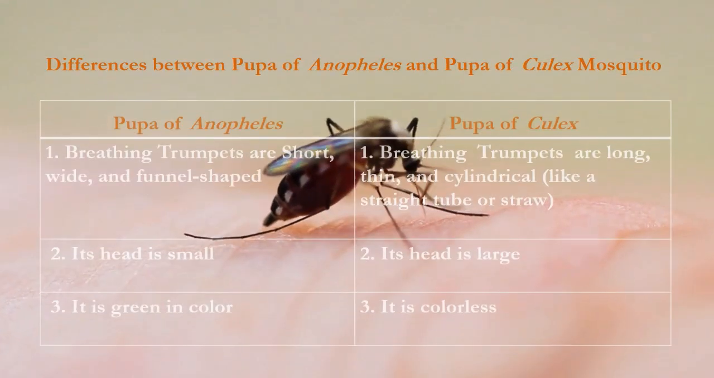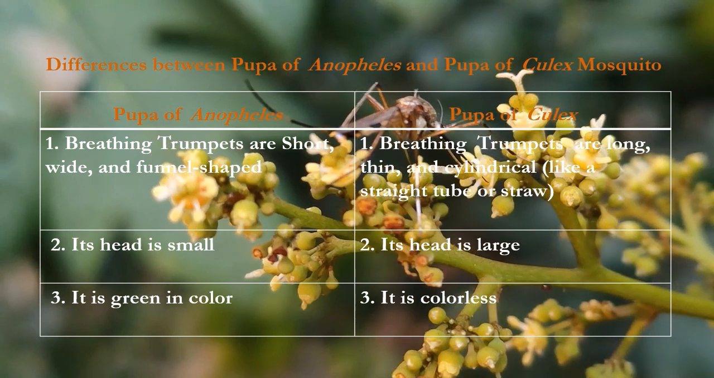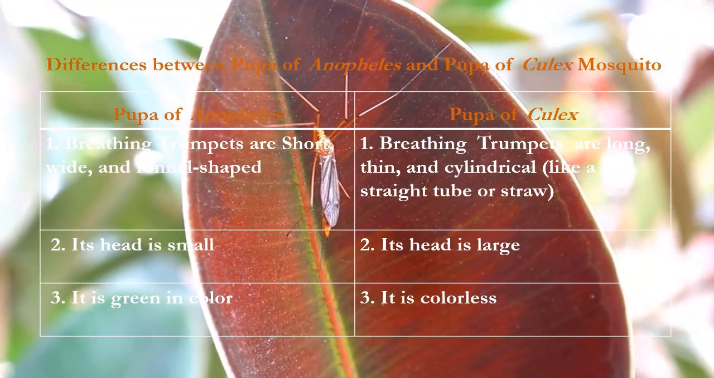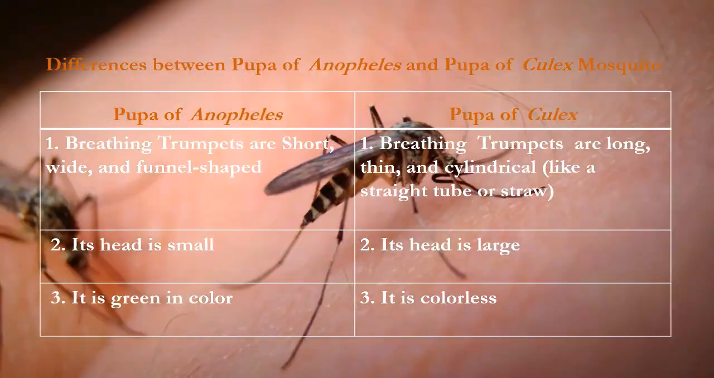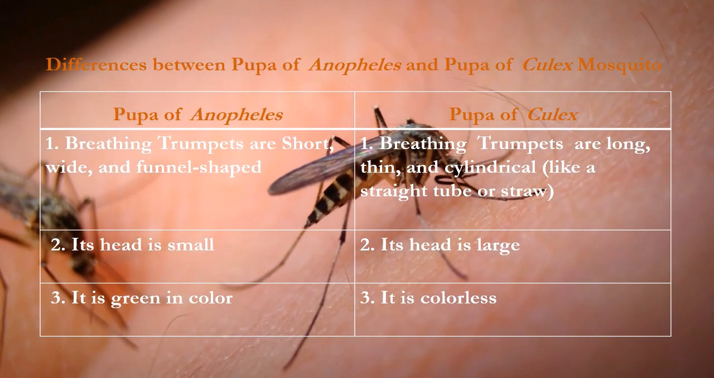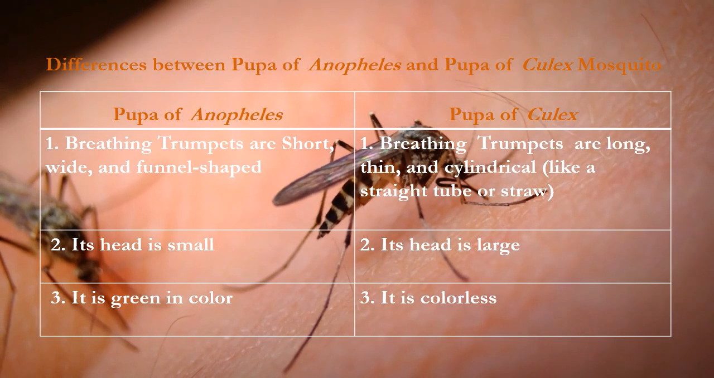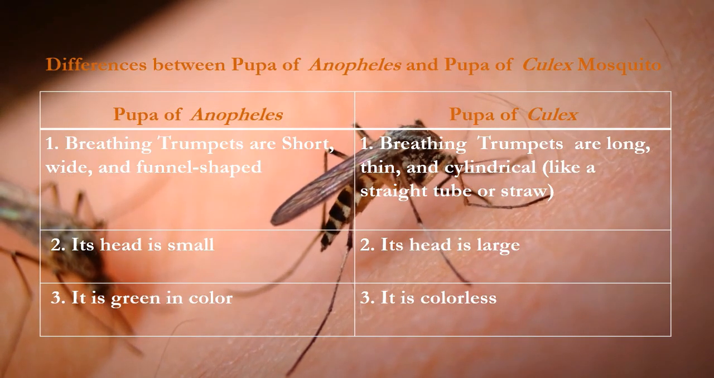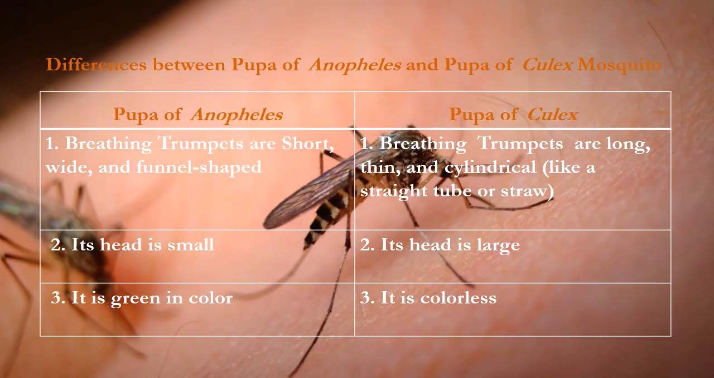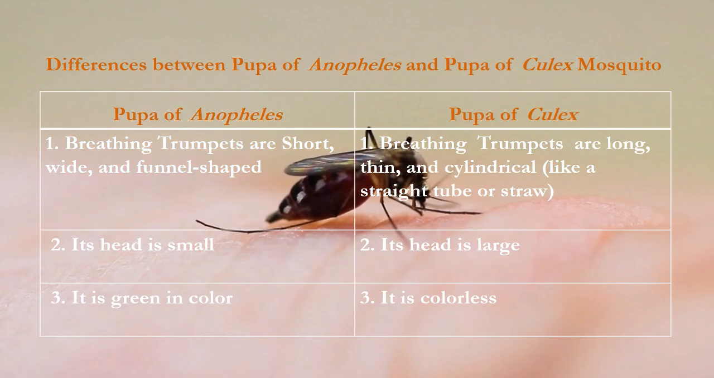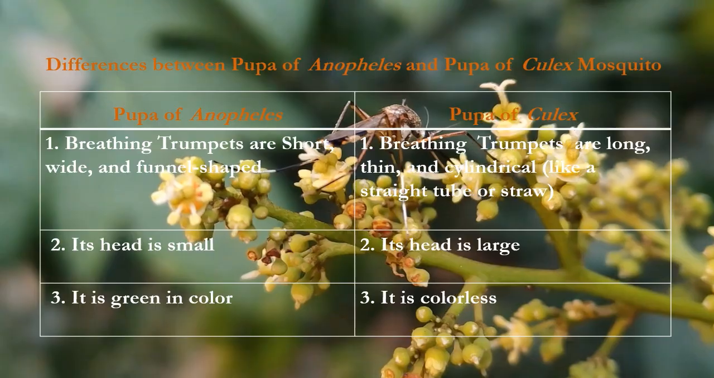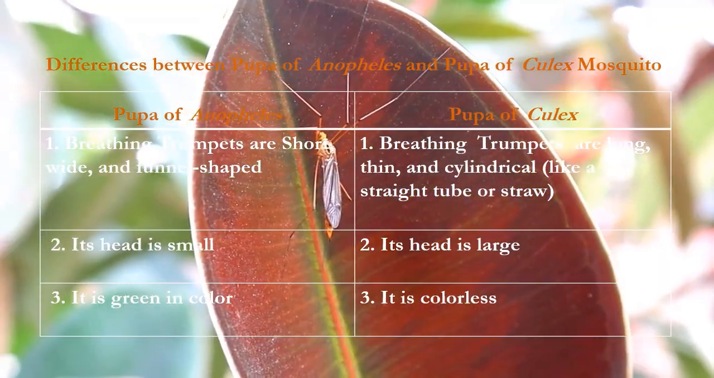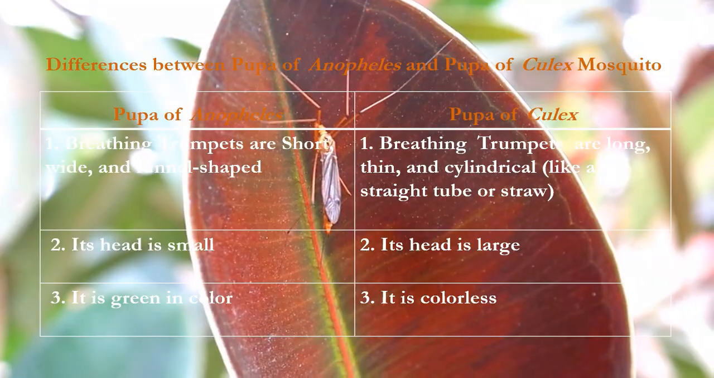There are the following differences between pupa of Anopheles and pupa of Culex mosquitoes. The breathing trumpets of the pupa of Anopheles mosquitoes are short, wide, and funnel-shaped. The breathing trumpets of the pupa of Culex mosquitoes are long, thin, and cylindrical, like a straight tube or straw. The head of the pupa of Anopheles mosquito is small. The head of the pupa of Culex mosquito is large. The pupa of Anopheles mosquito is green in color, whereas the pupa of Culex mosquito is colorless.